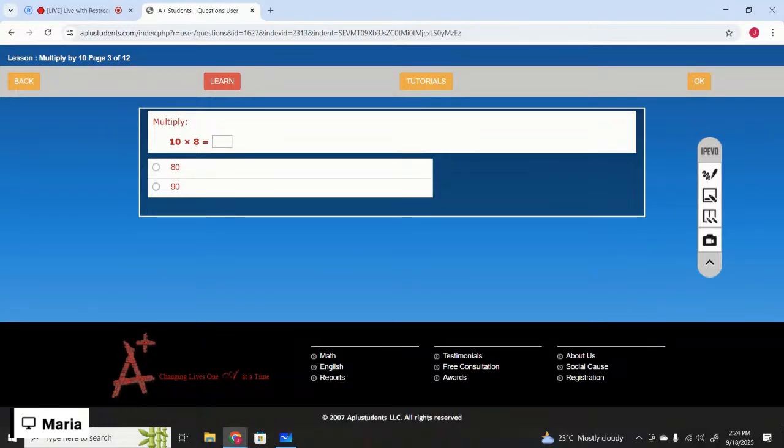10 times 8 is 80. It is because 8 times 1 is 8. You can add a 0 so that it makes 80. Option number 1 is the correct option. 10 times 8 is 80.